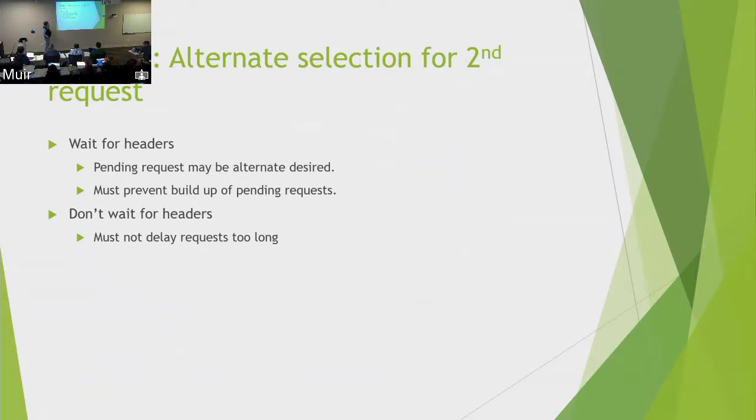Is you can wait for the header to come back. Say, well, I can't really do an alternate selection until those response headers come back, because I can't see what actually came back. I can't tell what resolution it was, or whether it was there or anything. So I should really wait. We also want to prevent the buildup of pending requests. So each time you say, well, even though there's another one pending, I want to do another origin, where do you stop if all these guys are requesting the same object? You can't know that until the headers come back. So you'd like to wait.